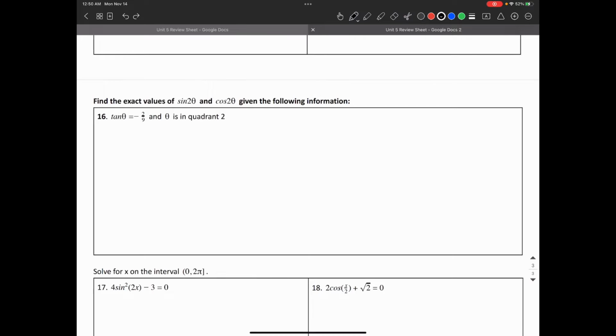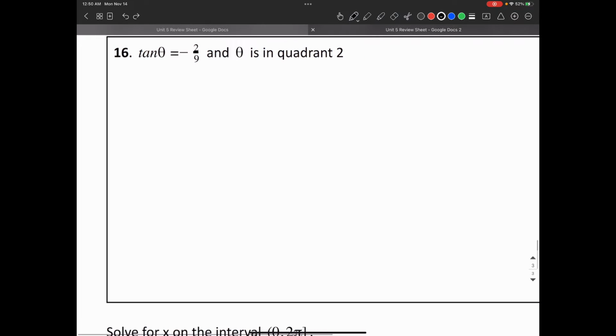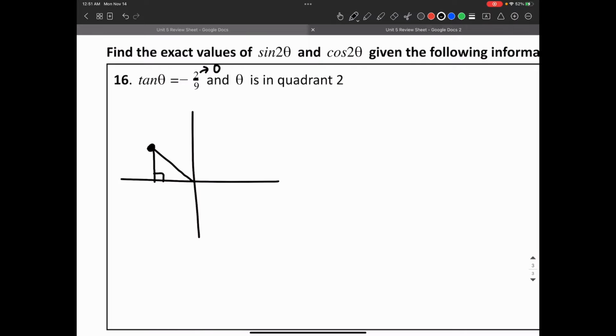In this video, I'm going to do finding the exact values of sine of 2 theta and cosine of 2 theta given the following information. So if I have tangent of theta is negative 2 over 9, and I know it's in quadrant 2, so it's just telling me it's in quadrant 2. I know that I can draw a right triangle to help me. I know the 2 is the opposite side and the 9 is the adjacent side.